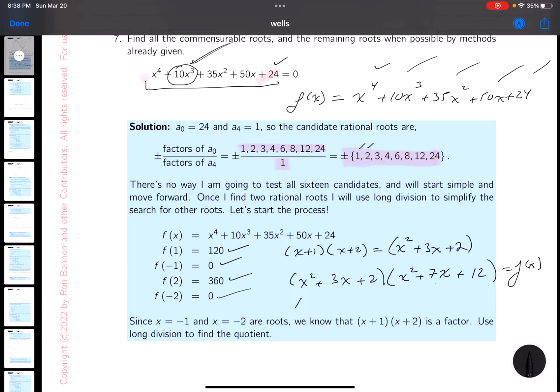Let me write that down for you. 12x squared. Let's see, 2x squared. And then 21x squared. What does that give you? Let's see, 12 and 2 is 14. Yeah, 35x squared works beautifully.